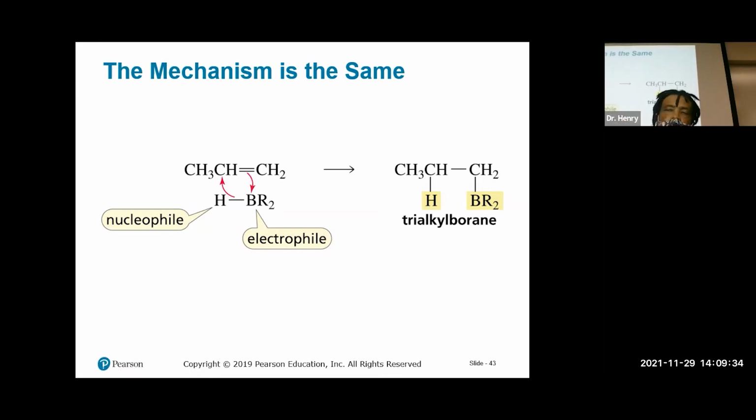And so in this case, we're going to get the formation of our trialkylborane, because it already has those, let's say, methyl groups, and then it'll have the other halogen that is now attached to it. Okay. The mechanism is exactly the same. Okay, the double bond transfers the electrons to the boron. The boron transfers the electrons to the carbon. Boron transfers electrons to the hydrogen. Hydrogen then connects to that carbon.